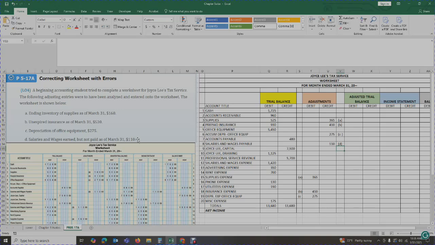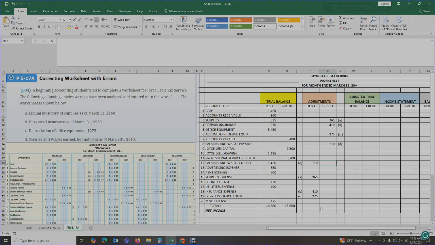So I'm going to set up an accrual for those wages so I can pay them later. So I put some money aside into my salaries and wages payable, and I'm going to debit my salaries and wages expense, because I need to record the expense of $110 for the salaries earned. So let's see what the accountant did. Salaries and wages payable 110, salaries and wages expense 110. Okay, so they had recorded the transaction correctly.